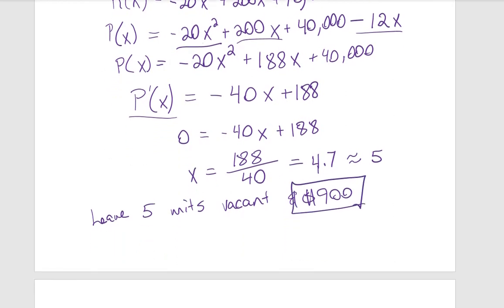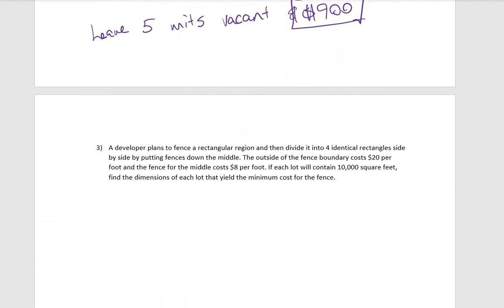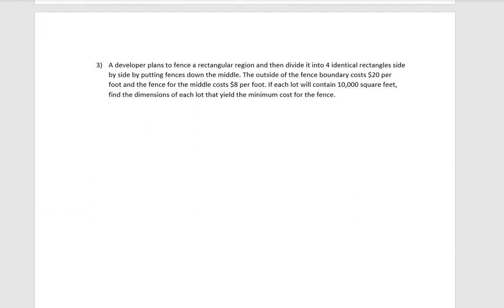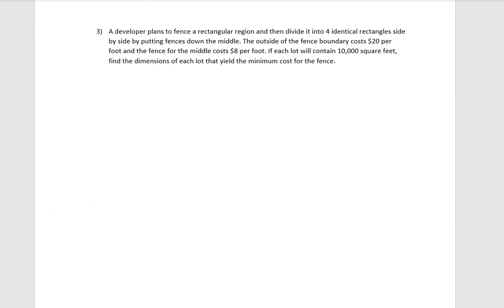Okay, great. Now, for the next problem, a developer plans to fence in a rectangular region and then divide it into 4 identical rectangular sides by putting fences down the middle. The outside boundary of the fence costs $20 per foot, and the fence for the middle is going to cost $8 per foot. Each lot will contain 10,000 square feet. Find the dimensions of each lot that yield the minimum cost for the fence.